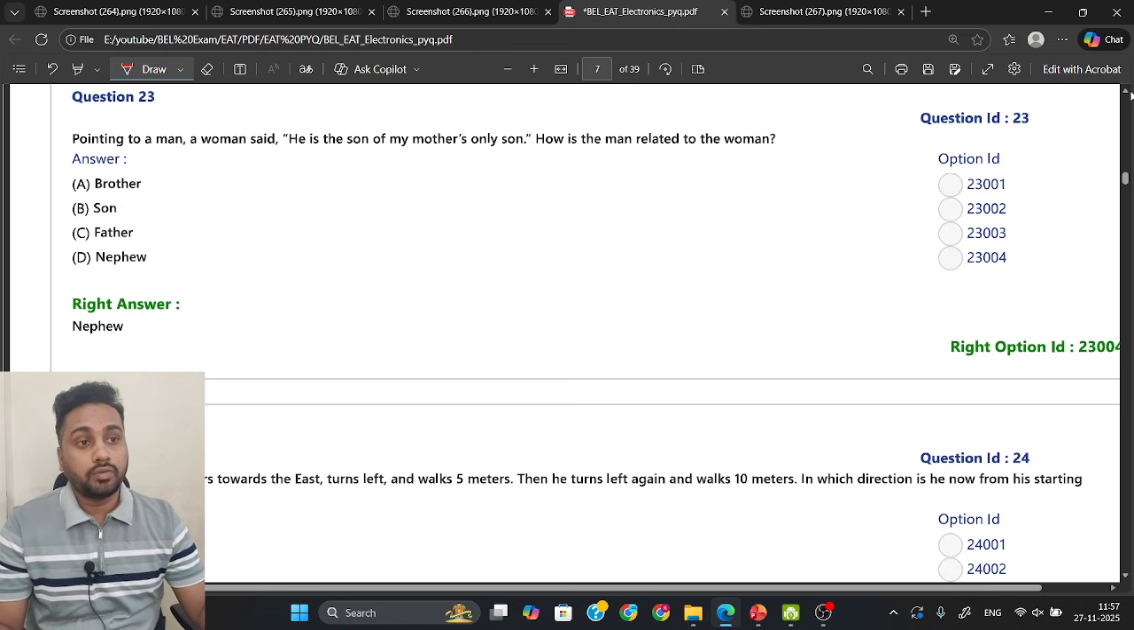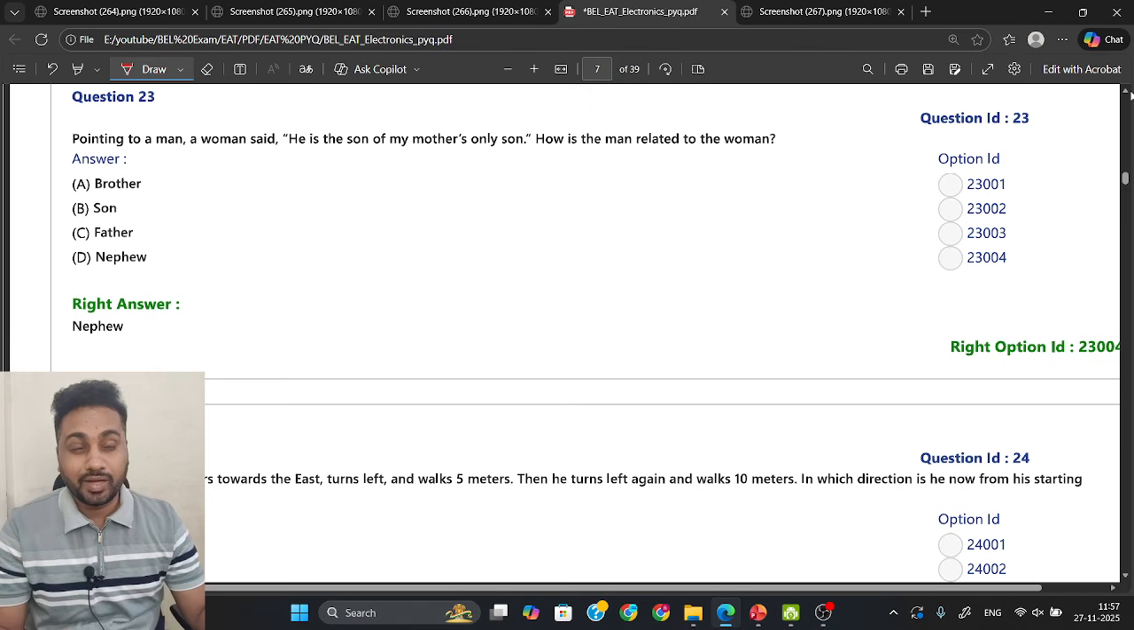Pointing to a man, a woman said, "He is the son of my mother's only son." How is the man related to the woman? So this is a blood relationship question. So he is the son of my mother's only son.